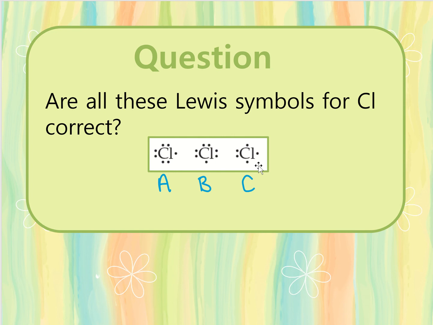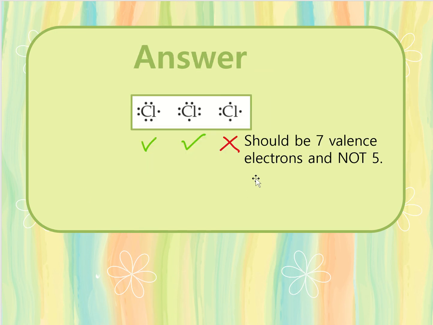So the first thing is, is that correct? Is it 7 or 5, right? And then the second thing we want to look at is the distribution. So we don't have more than 2 electrons at any one side, whether top, bottom, right, or left, right? So I'm sure you got this correct. This one would be the accurate one because we know that chlorine is in group 7 and therefore it has 7 valence electrons and not 5.